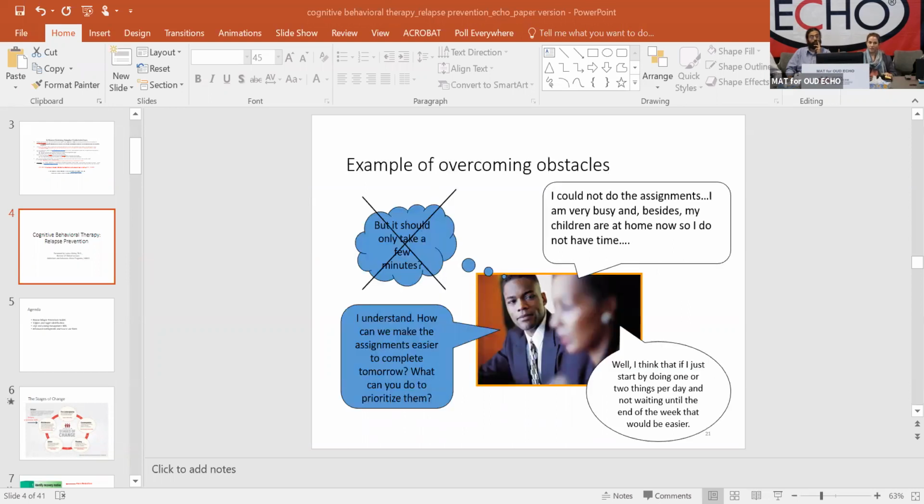This is just an example of how to praise approximation. So when someone comes in and says something like, I couldn't do the assignment, I was really busy, you just say, I totally get it. I understand, life gets really busy. How do you think we could make this assignment easier so that you could work on it today or tomorrow? Or how do you think you could shift things in your life to prioritize this, right?